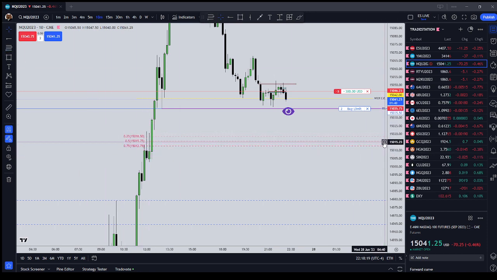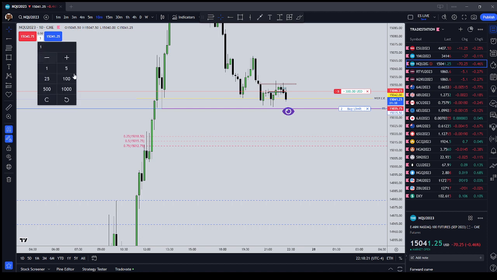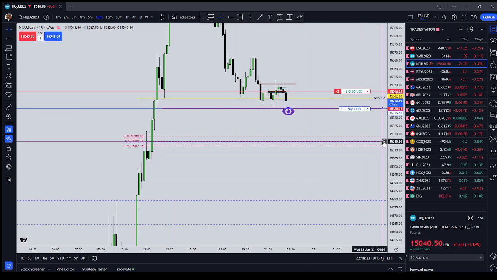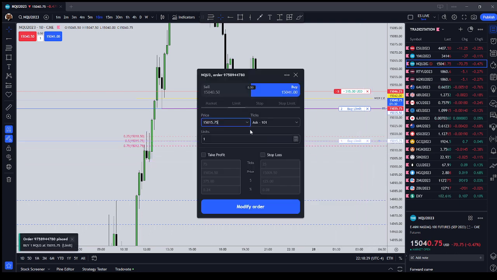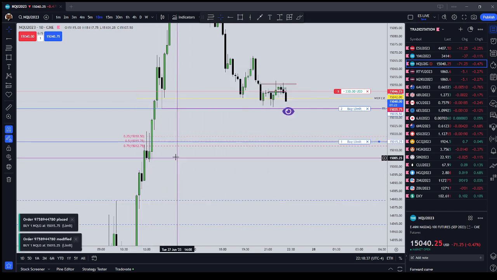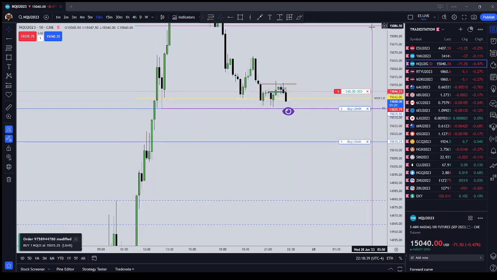Wick inefficiency there that could invert. I'm going to put 115. Third contract's going to come off at 115.75 plus spread. Plus 50, so 2 tick spread. Let's do a 2 tick spread. 1, 2, right there. That would be where third contract comes off. That is what I'm thinking.